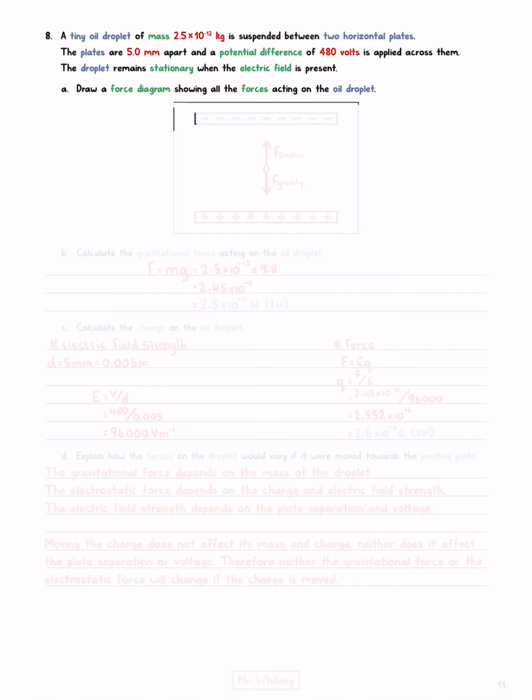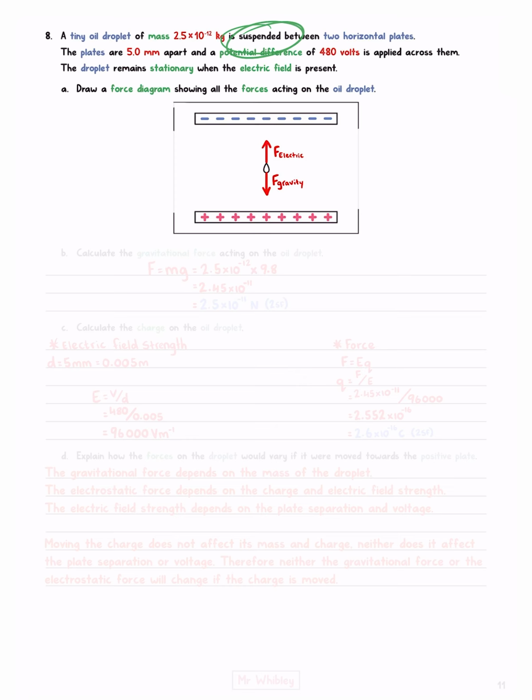And so we have our two parallel plates, and we have our oil droplet. We know we're going to have a downward force due to gravity, and in the opposite direction, to keep our droplet suspended, we must have our electric force, which is equal in size. So we need to make sure that the length of these two vectors is the same.